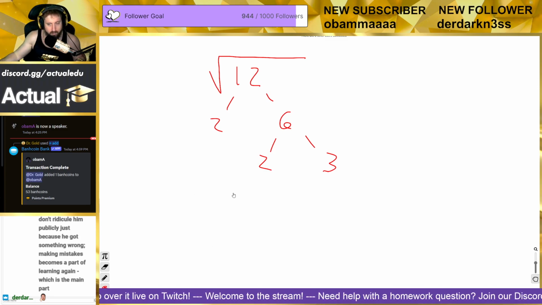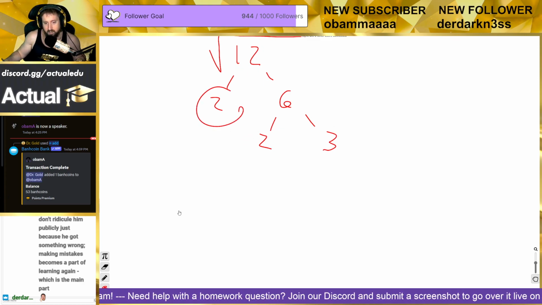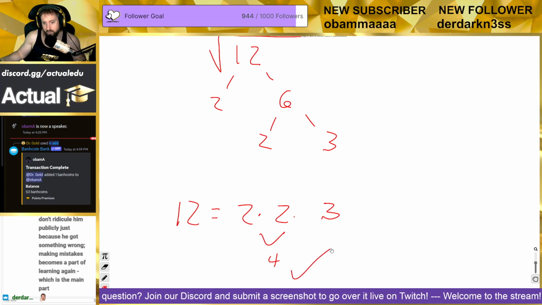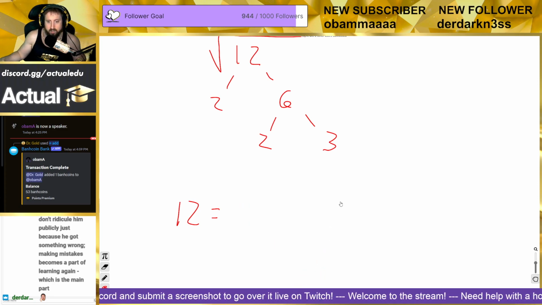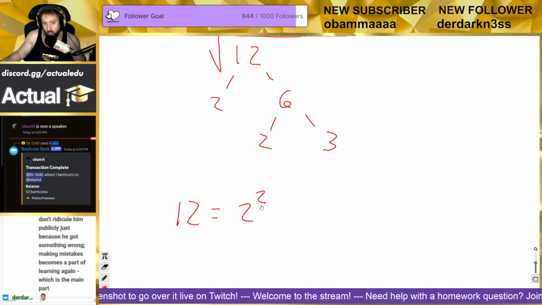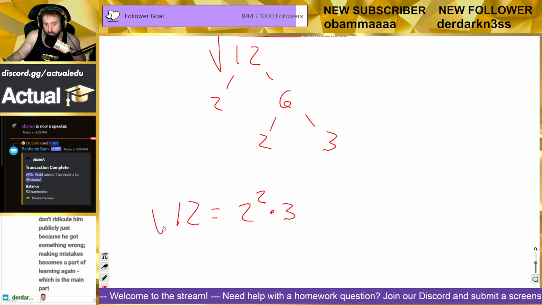I don't know, like making radicals, simplifying radicals. But what it comes down to is, yes, 12 can be written as the product of all these numbers, right? 12 could be written as 2 times 2 times 3, where this is 4, and then 4 times 3 is 12. Okay? Now look, here's the cool thing. This is a pair, so that's the same thing as 2 squared times 3. Watch what happens if I square root both sides.